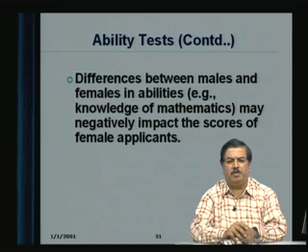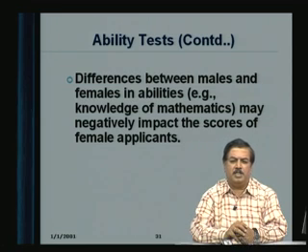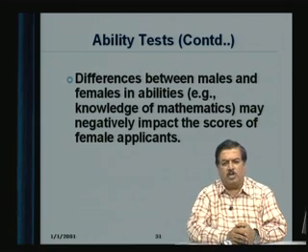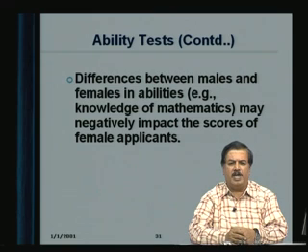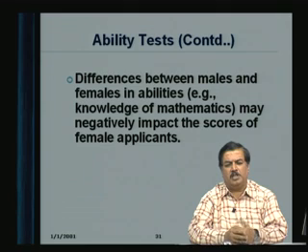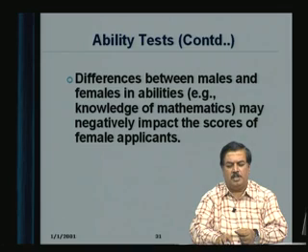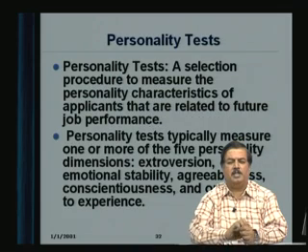Similarly, the differences between males and females, that is the gender differences in abilities. Then the students strongly feel that certain knowledge, certain background in certain areas influences their performance, that means it is not favoring a group of people. So there are some handicaps, there are some issues. So the ability test, when we see, should not predict some of the differences in the category itself.